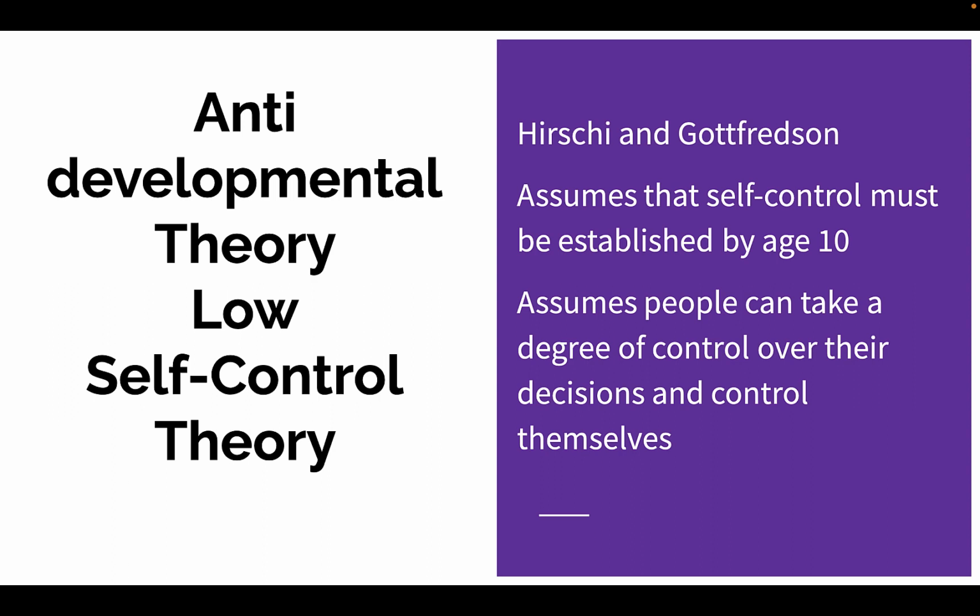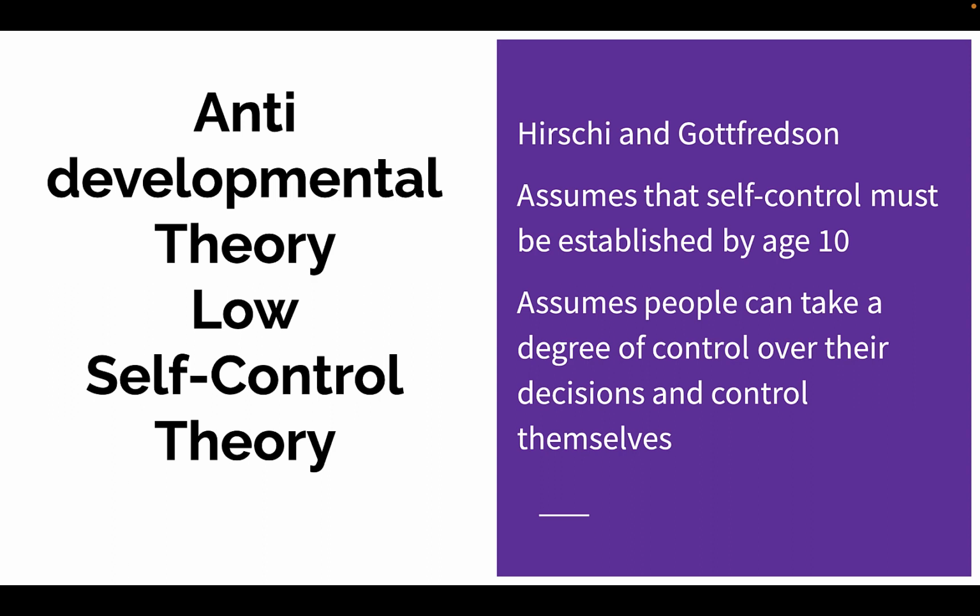So again, the general theory just assumes that people take control over their own decisions and control themselves, right? So it is accepted as one of the most valid theories of crime. And it's kind of the simplicity of it, right? The idea that why does someone commit crime? Because they aren't controlling themselves enough. They don't have the discipline to basically hold themselves back from committing crimes, right?